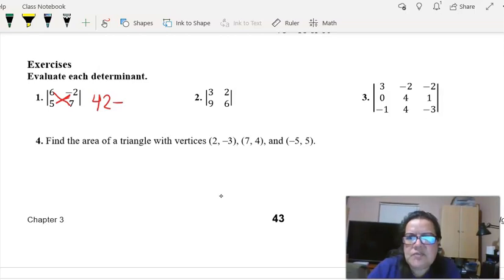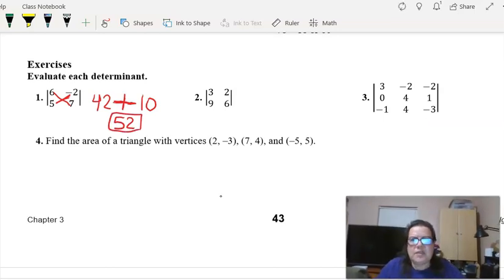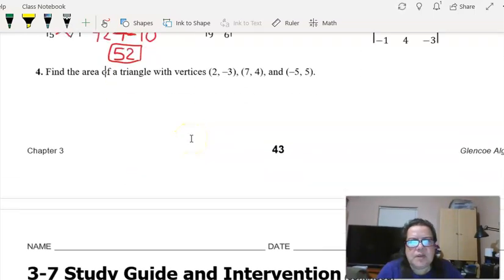So 5 times negative 2 is negative 10. Remember, this negative comes from multiplying these. This minus comes from the actual instructions on how to do determinants. But the good thing about this is you're going to end up with a subtract the negative, so negative, negative, positive. So 42 plus 10 actually gives you a 52. So there's my determinant for that particular question number 1.